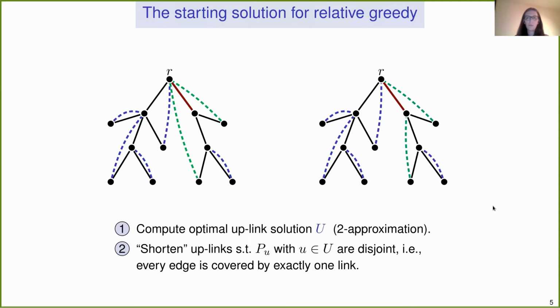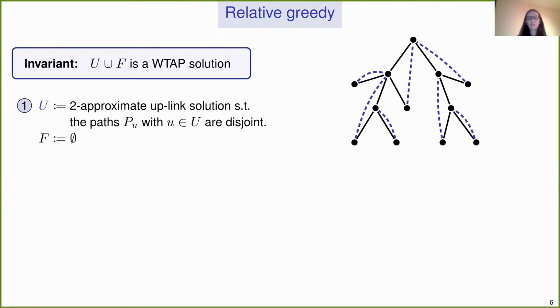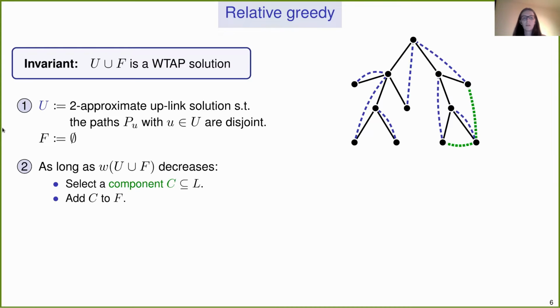And then we want to improve on that starting solution, and that's what the actual relative greedy algorithm does. In this relative greedy algorithm, we will always maintain a feasible solution to our weighted tree augmentation problem that I will write as U union F, where U will always contain only uplinks and F can contain arbitrary links. Initially, we set U to be the starting solution, which was this 2-approximation, which consists only of uplinks and where every edge is covered by exactly one of the uplinks in the set U, and F is initially empty. So starting with the starting solution, we now want to make progress and make our solution cheaper.